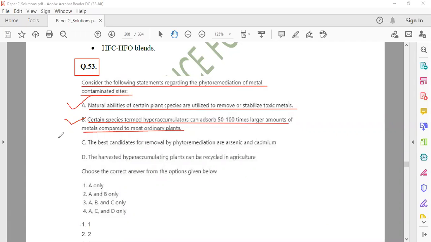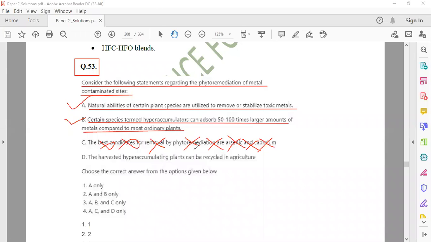Then we come to the third statement: the best candidates for removal by phytoremediation are arsenic and cadmium. ये किसने बोला कि यही best candidate है? मरकरी भी remove होता है भाई, कॉपर भी remove होता है, all the other metals can also be removed.